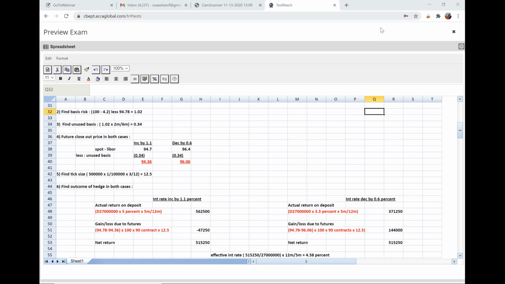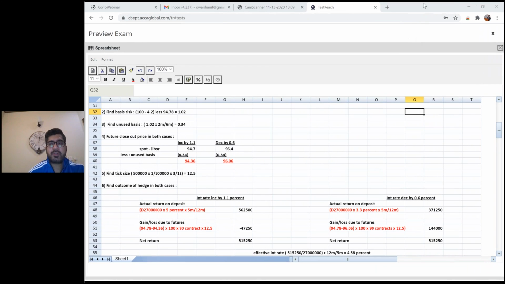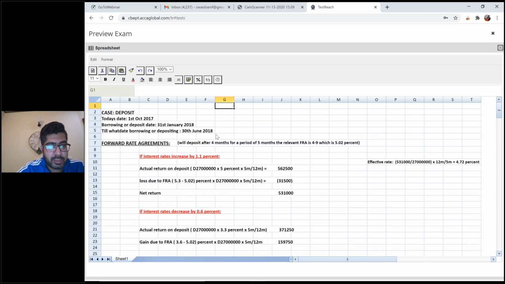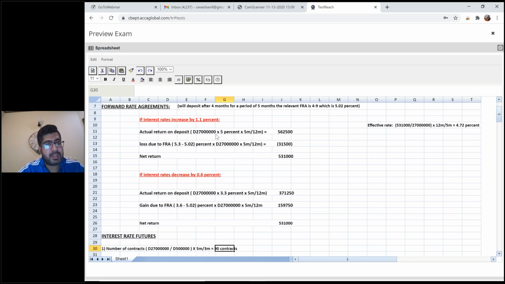Okay, so in this particular question, I told you that whenever you start any interest rate risk management question, the first thing you should do is write these four things: case of deposit or borrowing, today's date, borrowing or deposit date, and till what date you're borrowing or depositing. That will all be given, you just need to copy paste. Now, the company was considering three techniques, FRAs, futures, options. So we need to recommend which is the best one. So obviously we will solve all and then decide.